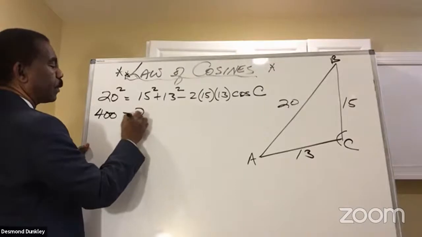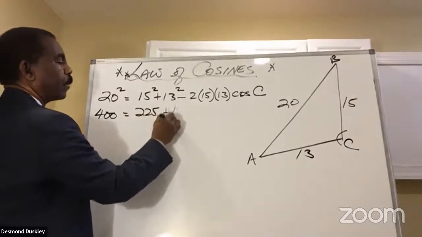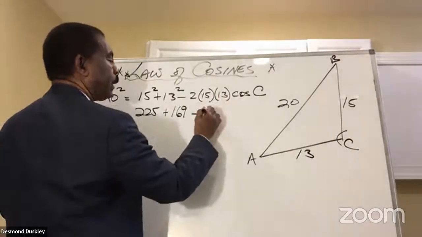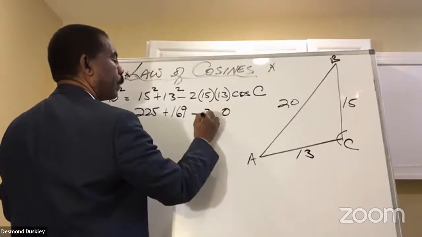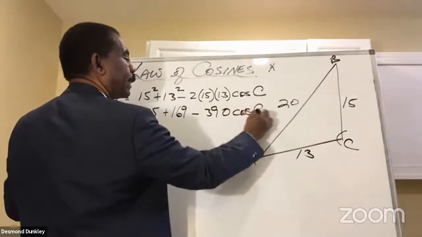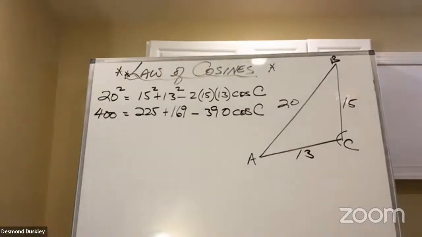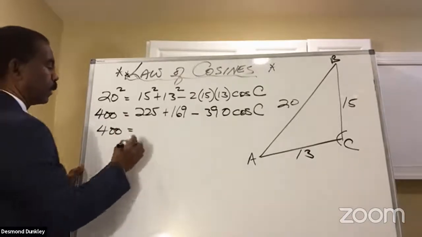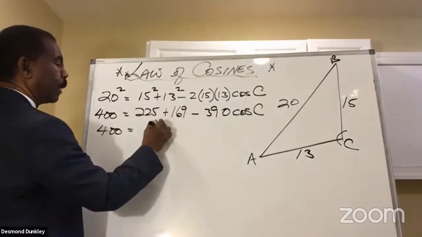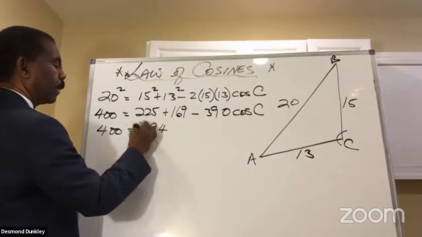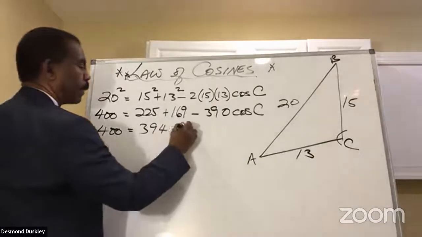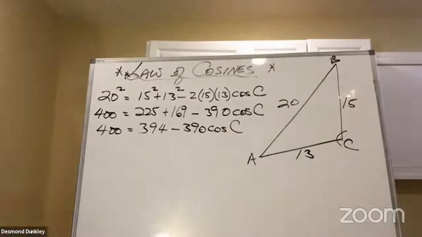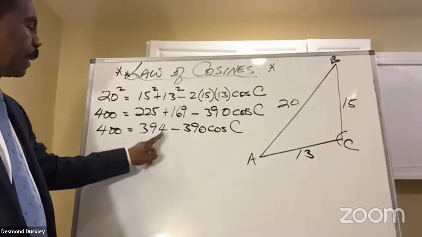equals 15 squared is 225, 13 squared is 169, minus, this is going to be 30 times 13 is 390 cosine C. Okay, add these two together, so we end up with 400 equal to 225 plus 169 gives me 394 minus 390 cosine C.